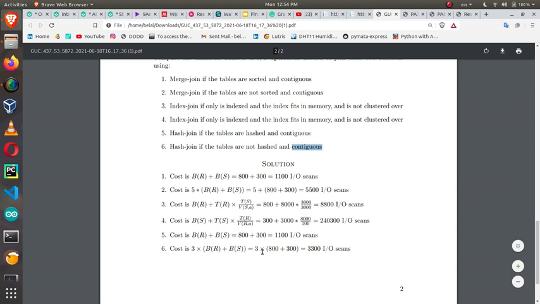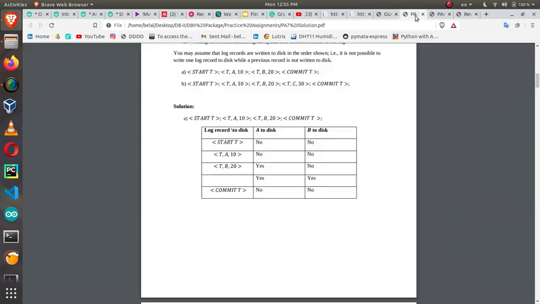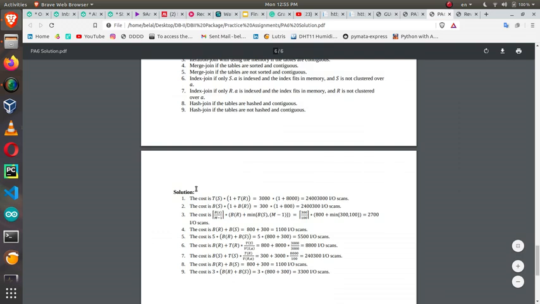In case they are not hashed and contiguous, we multiply the total number of blocks by 3. So it will be 3 times 800 plus 300. 3 times 1100 gets us 3300 input-output operations. And now let's solve 4 and 5.